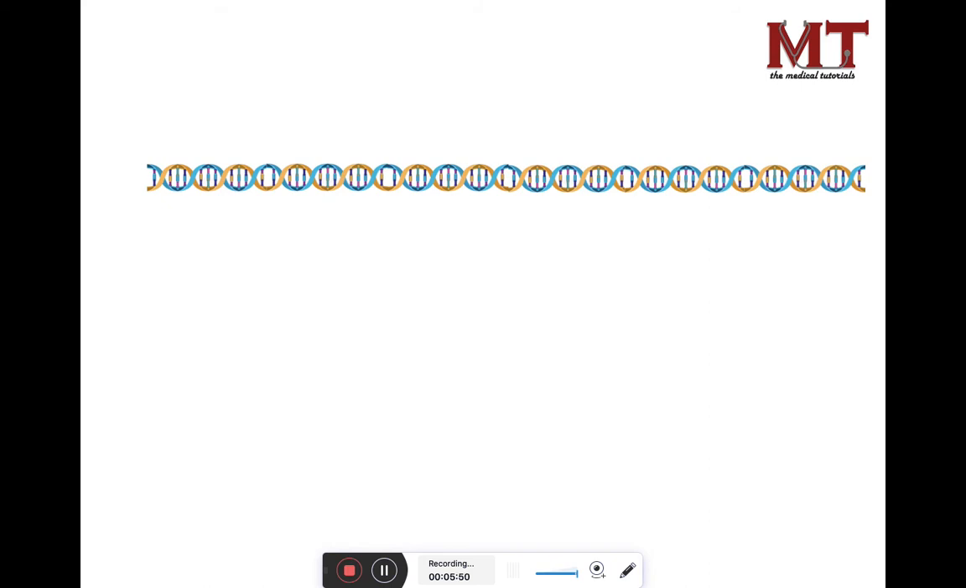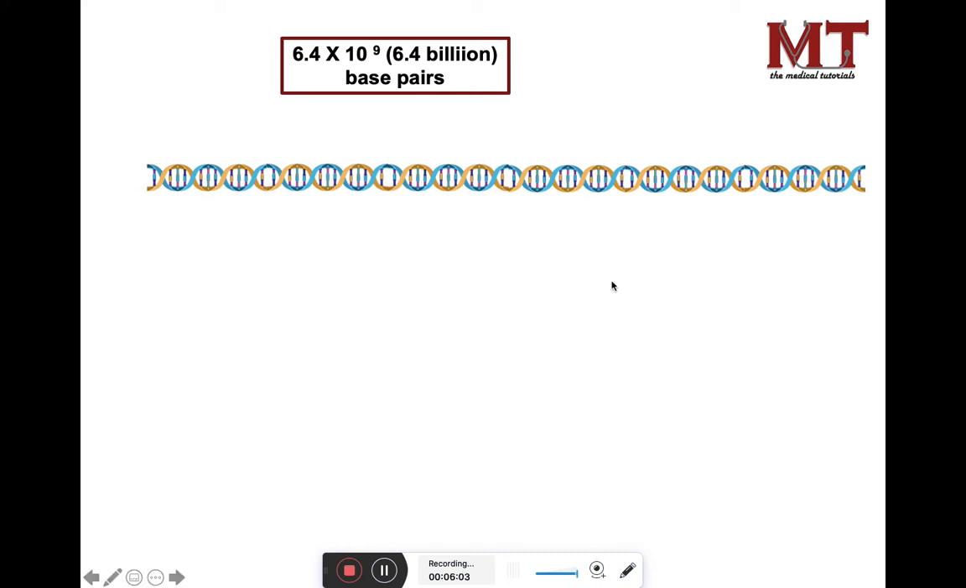The length of this human genome is 6.4 billion base pairs, or you can say 6.4 into 10 to the power 9 base pairs. Now, why am I saying base pairs here? Since the DNA is a double stranded molecule, its length is always expressed in terms of base pairs. Like this is one base pair, two base pair, three base pair, four base pair, and so on. So the length of the entire human genome from this end to this end is 6.4 billion base pairs. And when we express it in standard units, it is approximately 1.2 meters in length.